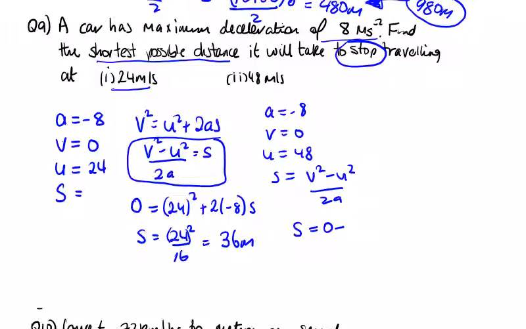Minus, now we could put in plus numbers here if you wanted to avoid this minus messing around. So minus u squared is going to be minus 48 to be squared and divided by the 2 by the -8. And this is why I don't really use this one, is that we just bring in minus signs that are unnecessary. So 48 squared is 2304 divided by 16. That gives me 144 meters.